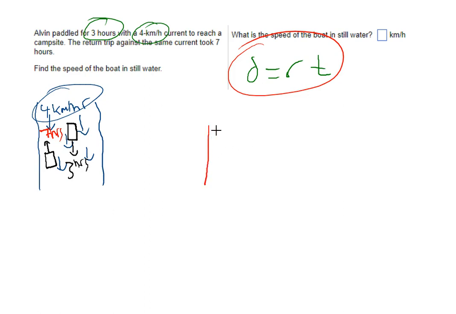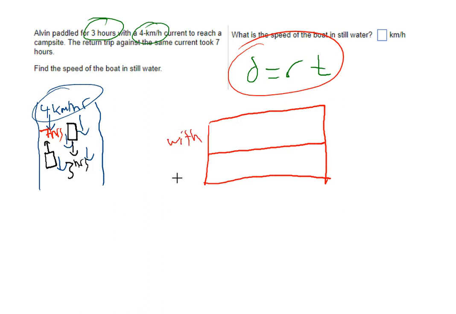And so since it's one formula that applies to more than one thing, I'm going to use a table to organize this information. This time we only need 2 rows, one going with the current and one going against the current. There's only 2 things the formula applies to. We want to make a column for each variable in the formula, so I'll make a column for R, a column for T and a column for D. And that way our formula is built into the table. We're going to try to fill in the first 2 columns, let the formula fill in the last column for us, and then from the last column we'll figure out what our equation is.